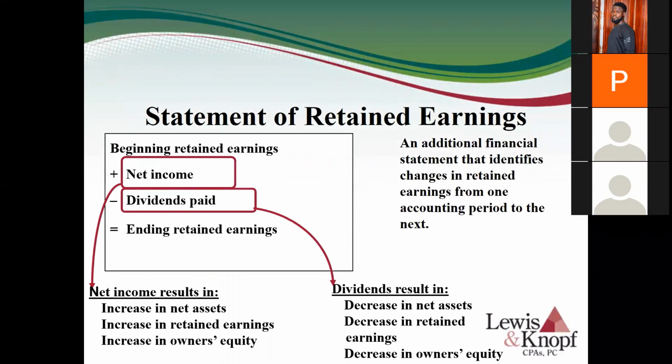So here we go to the statement of retained earnings. To calculate retained earnings, you have your net income minus dividends paid, which is equal to ending retained earnings.